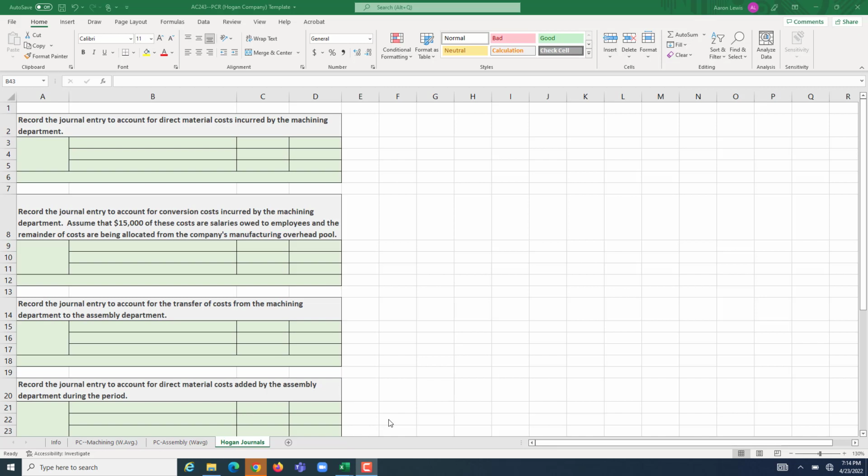It doesn't adjust the company's accounts to what their balances should be. So after your PCRs are done, you still need to record all of the stuff in your journals, which is what we're going to do right now.